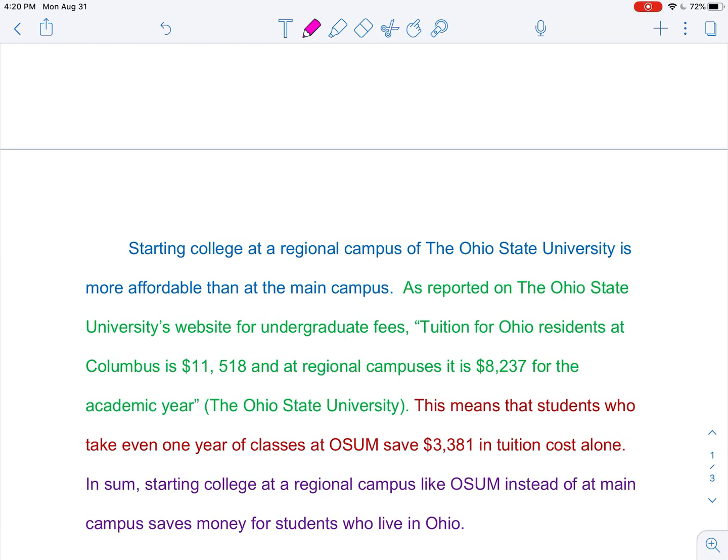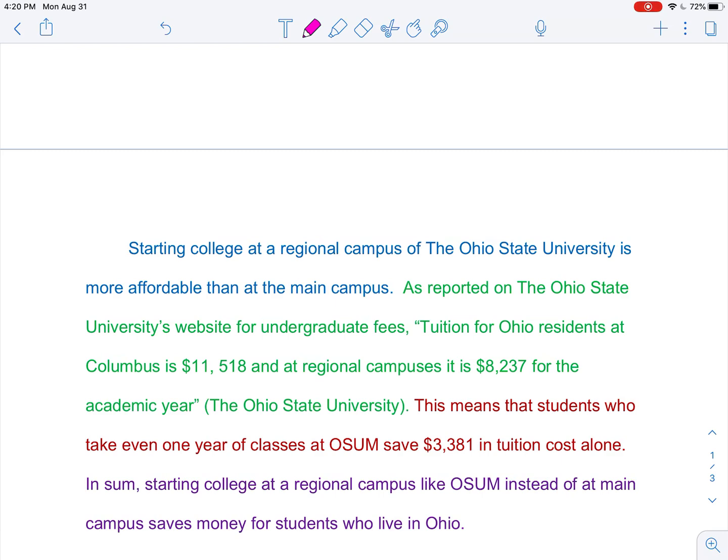Here's my evidence. As reported on The Ohio State University's website for undergraduate fees, tuition for Ohio residents at Columbus is $11,518, and at regional campuses, it is $8,237 for the academic year. Notice I cite my source. Remember, folks, whenever you use evidence or examples, you need to make sure you are letting the reader know where that source came from. That way you avoid plagiarism.